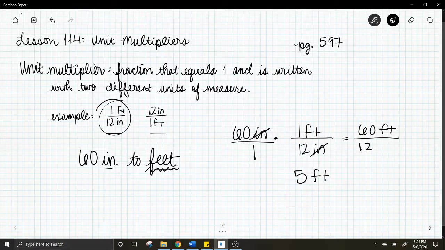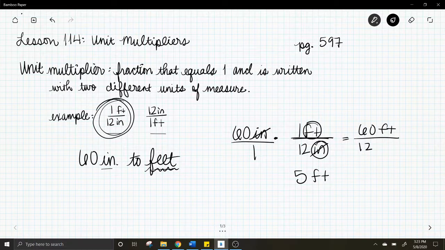So make sure that you understand when you are choosing your unit multiplier, first of all, the numerator and denominator have to equal the same measure, even if it's with a different unit. And then also you choose the one that has the unit you need in the top and the unit you're getting rid of in the bottom. So the unit you need is the numerator, the unit you're canceling out is the denominator. So let's jump into some examples.